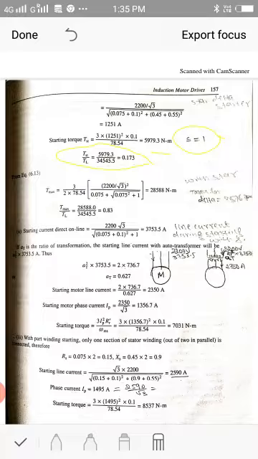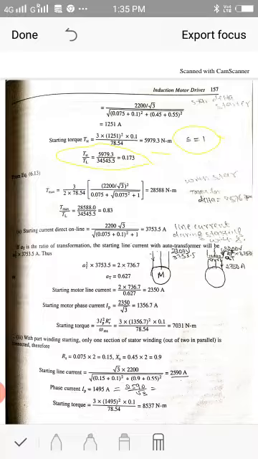Okay, so if a is the ratio of transformation, the starting line current with auto transformer will be equal to a square into 3753.5 amperes. Okay, so if it is started like this, whatever the starting current is there here, that will be equal to a square into 3753.5 amperes.